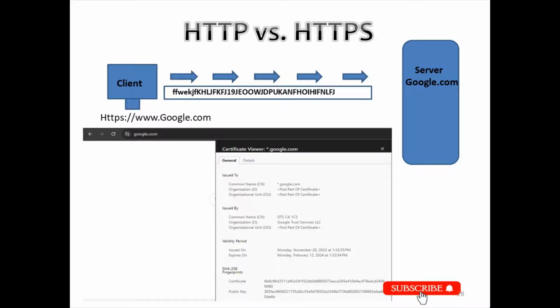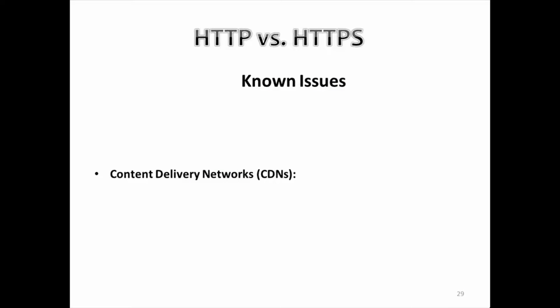Let's now look into some known issues of HTTPS. First, we can encounter the issue of certificate errors. Users may encounter certificate errors when visiting a website if the website's SSL or TLS certificate is expired, misconfigured, or issued by an untrusted certificate authority. That certificate should be from a trusted certificate authority, else it can throw this kind of error. These errors can also confuse users and deter them from accessing the site.